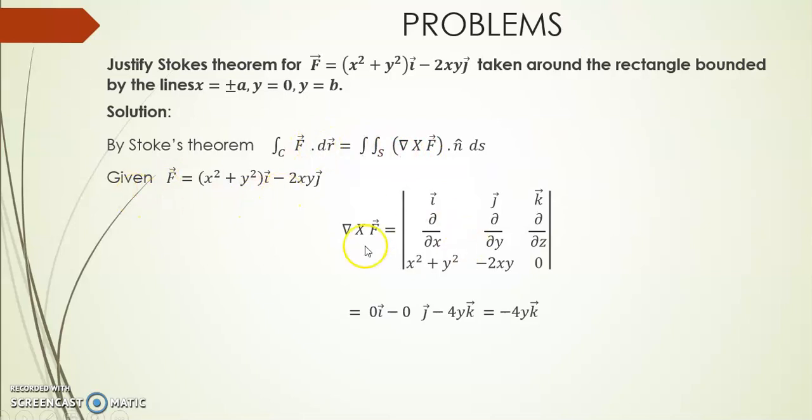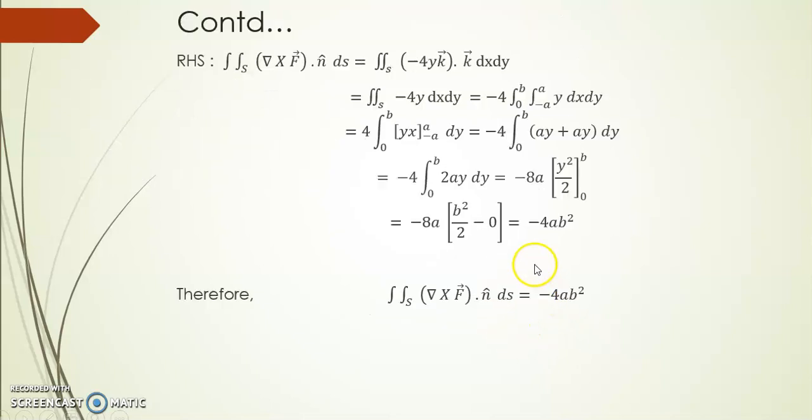You know how to find the curl of the vector, right? Curl or cross product: i vector, j vector, k vector, dou by dou x, dou by dou y, dou by dou z, and F vector with coefficient of i vector x square plus y square, and coefficient of j vector minus 2xy. There is no k vector, so it is 0. Expanding, I am getting minus 4y k vector. Remember, minus 4y k vector.